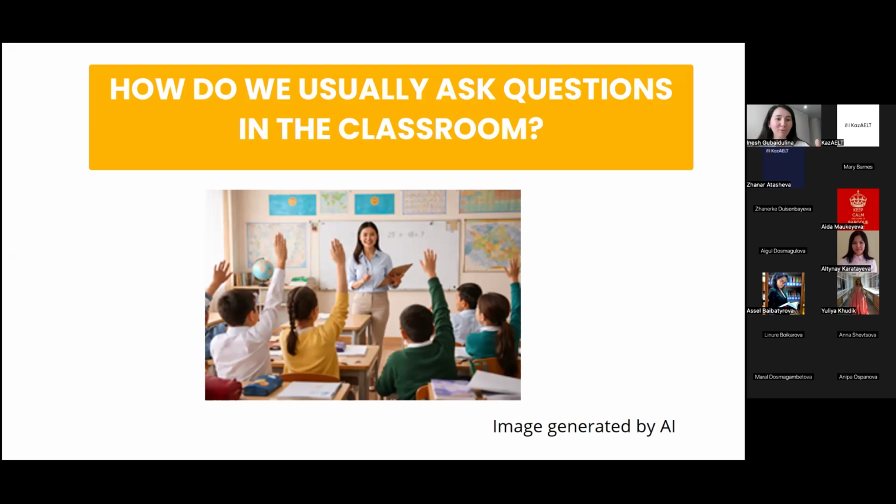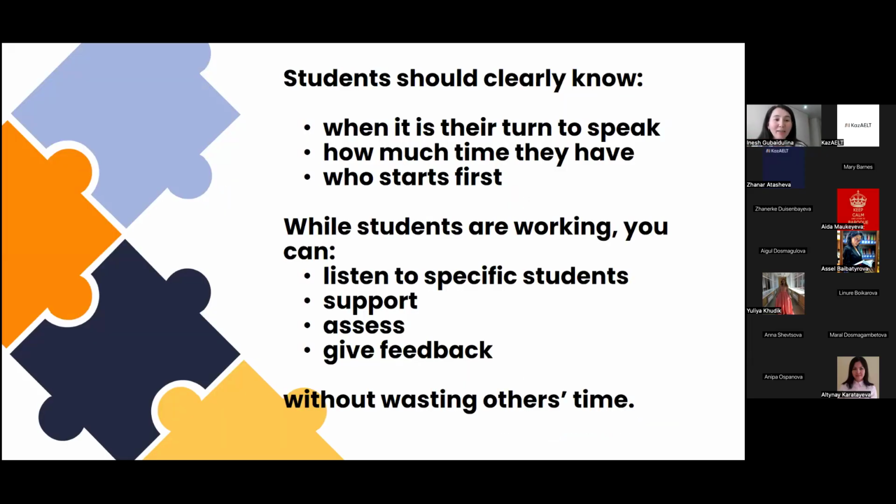Sometimes we can do pair work or group work. At this time, these 5-6 students speak in pairs or in groups, and the others, again, are not involved. So what can we do? We can make pair work structured. Students should clearly know when it is their turn to speak, how much time they have, and who starts first. For example, in our first activity today, you worked in pairs and knew this.